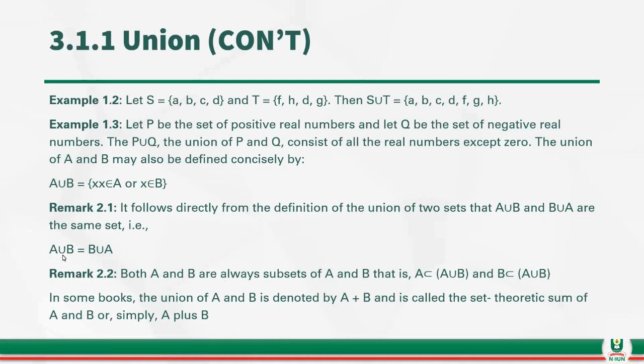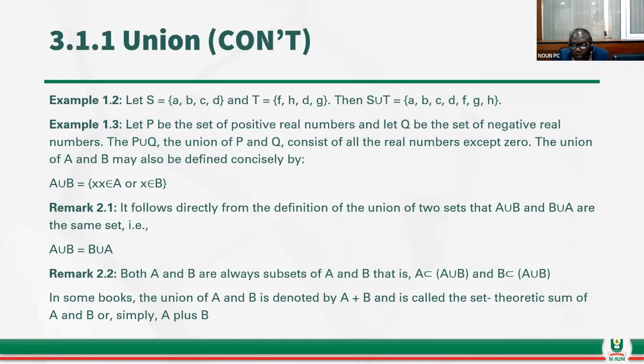Now, there are other further remarks that we want you to know. A union B is the same as B union A. Why? Because they are commutative. Set A and set B are commutative under the operation of union. What is commutativity? Let's go to real number theory so that you can understand better.